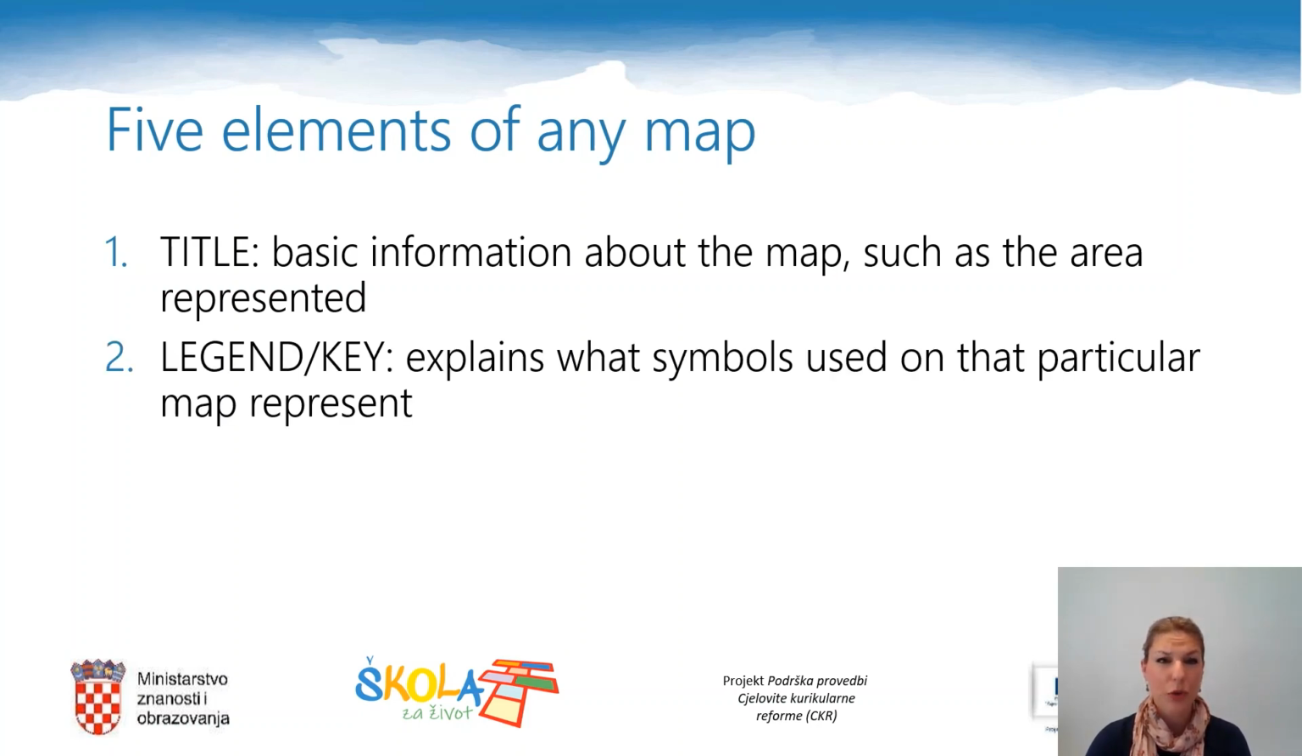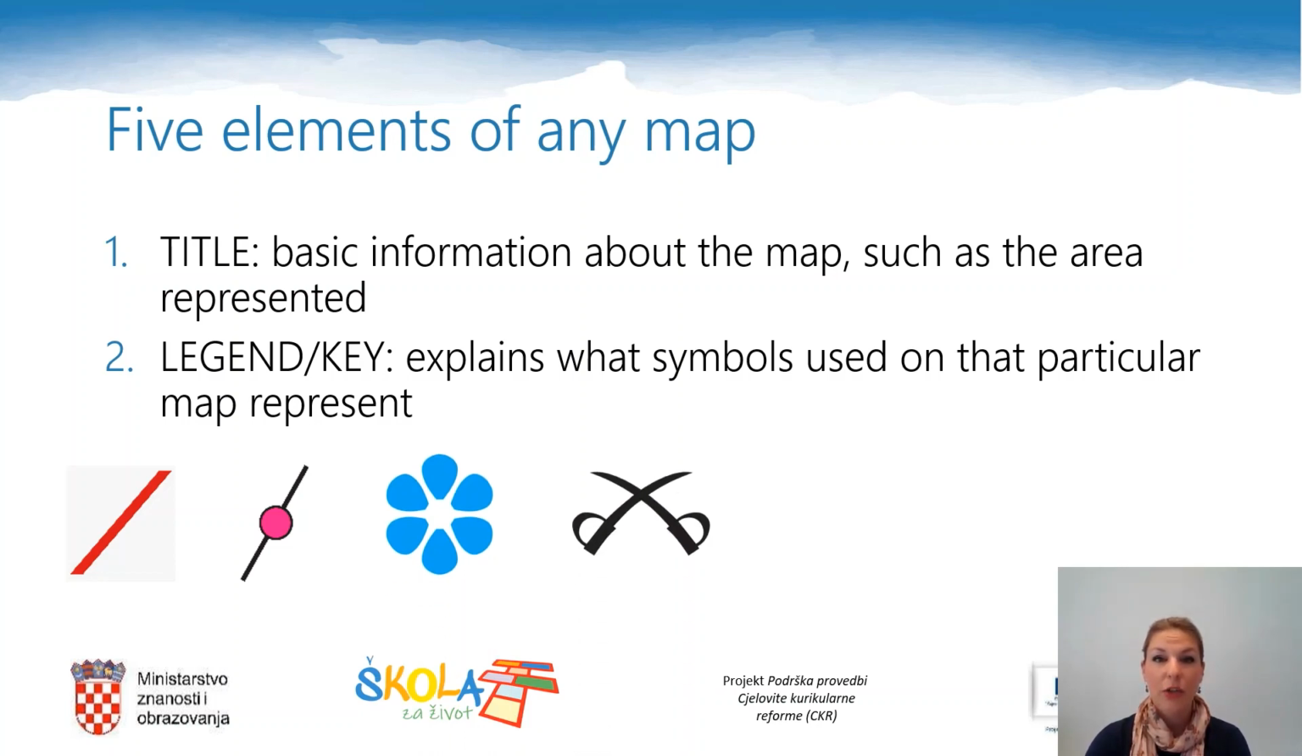A map should also have the legend or key, which explains what symbols used on that particular map represent. For example, main roads, railway tracks and stations, gardens or arboretums, sites of historic battles, woods with non-coniferous trees.